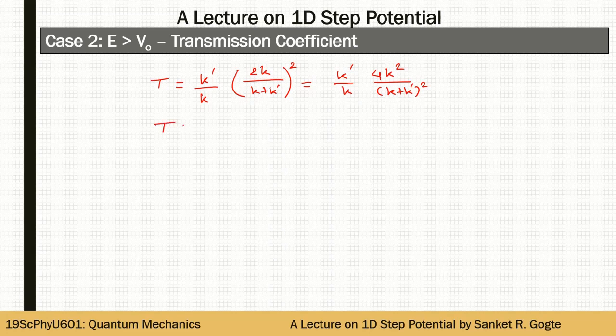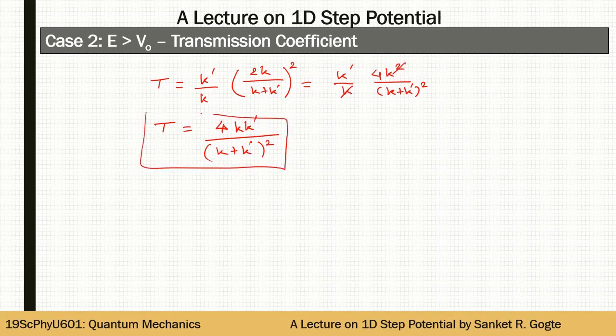So T is therefore, now one of the K cancels. It is 4K into K prime divided by (K plus K prime) whole square. Yeah. So this is the transmission coefficient, or probability that the particle is transmitted.